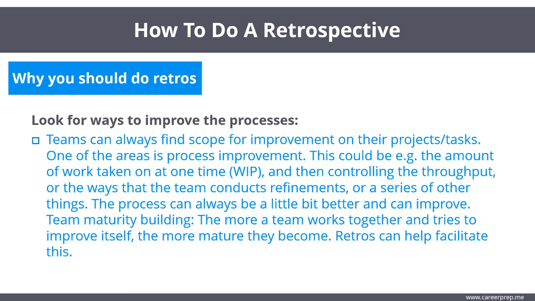Look for ways to improve processes. Teams can always find scope for improvement on their projects or tasks. One of these areas is process improvement. This could be, for example, the amount of work taken on at one time, or work in progress, and then controlling the throughput, or the ways that the team conducts refinements, or a series of other things. The process can always be a little bit better and can improve.